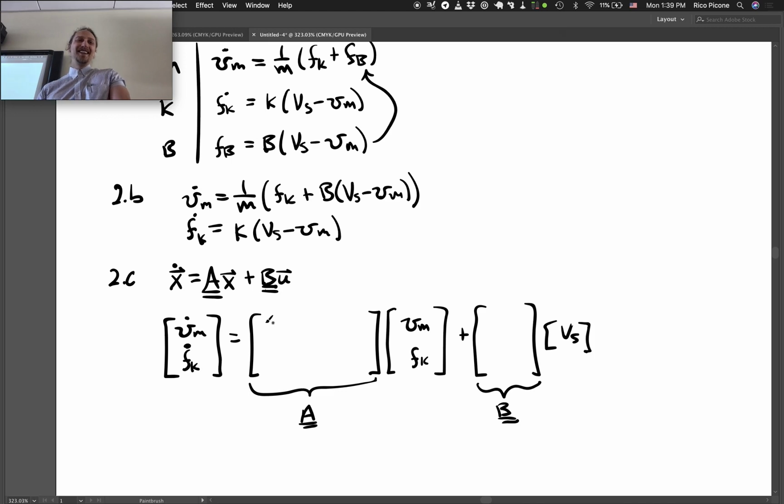Okay, so let's rewrite this into the first row. So this term is going to multiply Vm, so we need to be looking for the Vm coefficient first. Looks like we have a negative b, and then we have an over m. So negative b over m, Vm, plus, we got to do the Fk term now. So what's the Fk coefficient? 1 over m. Very good. And then we've got the Vs coefficient.